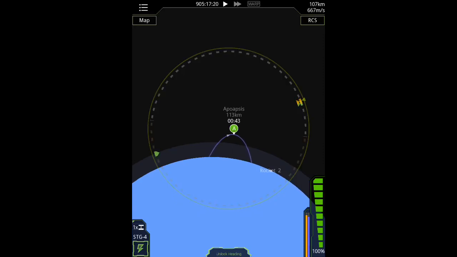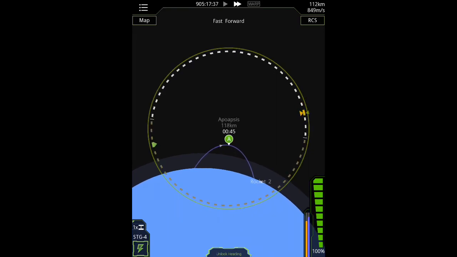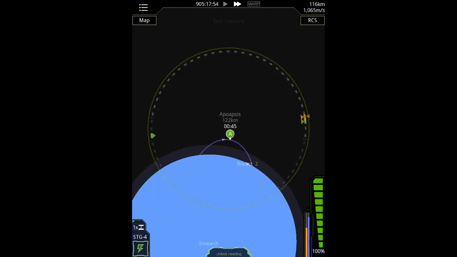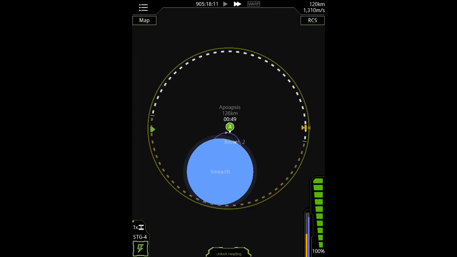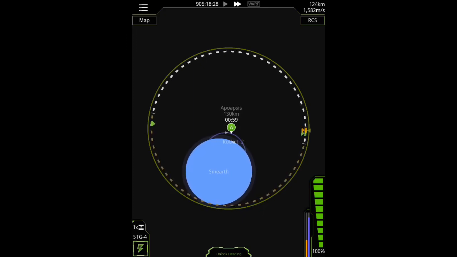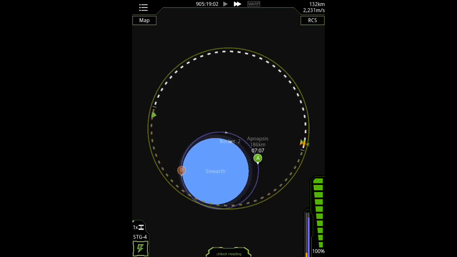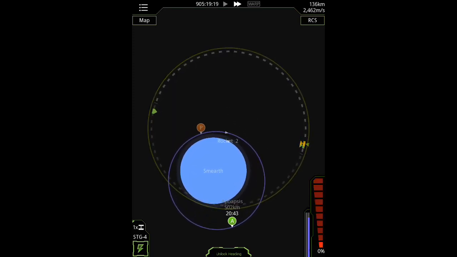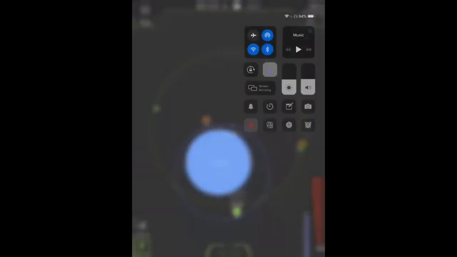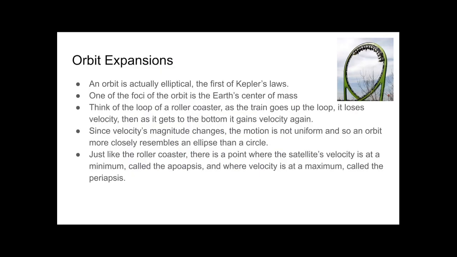I'm going to speed this process up a bit. So as you can see, our trajectory is expanding as we burn and add horizontal velocity, and there we go. That's an orbit right there. All right, let's expand our view of the orbit. So as Kepler pointed out, an orbit is actually elliptical. One of the foci of the orbit is the Earth's center of mass.